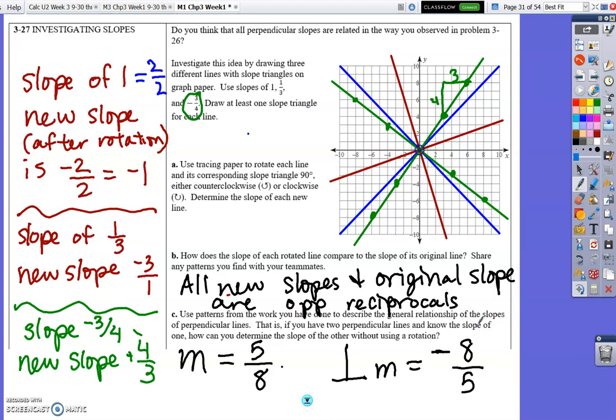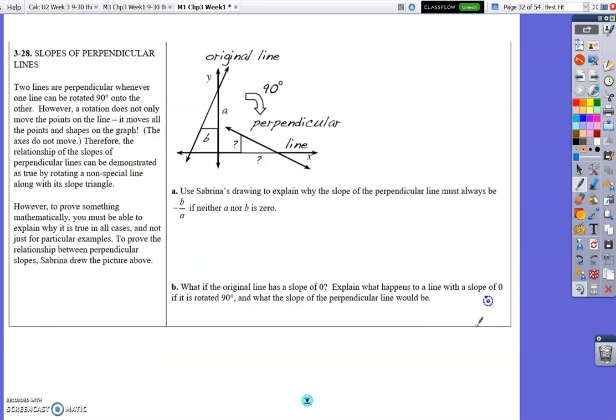And let's see, we've got, I think, one more question. This one is very general, and now we're trying to use letters. Two lines are perpendicular when they can be rotated 90 degrees onto one another. However, a rotation does not only move all the points on the line, it moves all the points in the shapes on the graph. The axes never move. So the relationship can be demonstrated by using a non-special line along with its slope triangle.